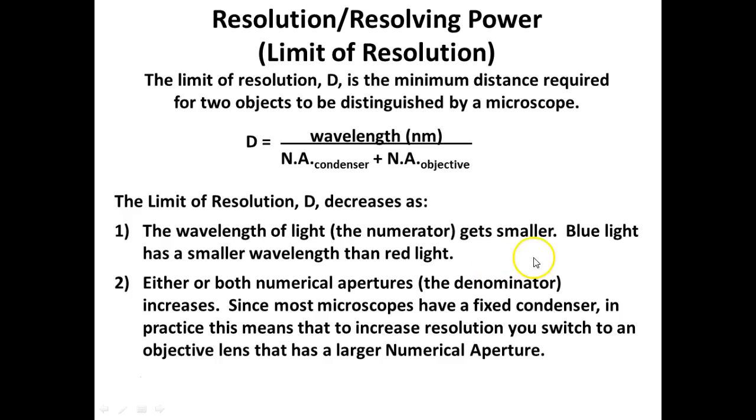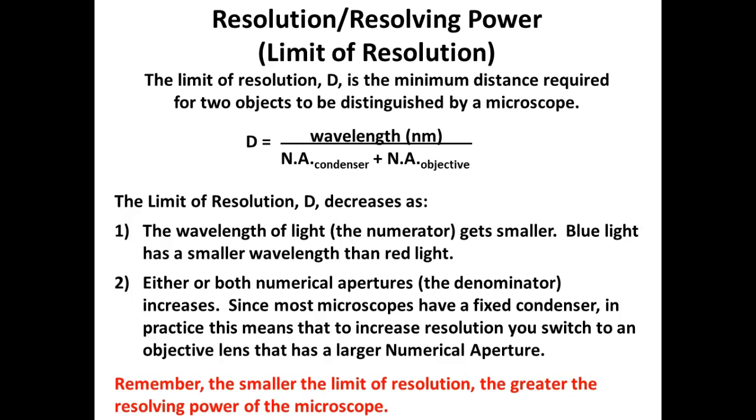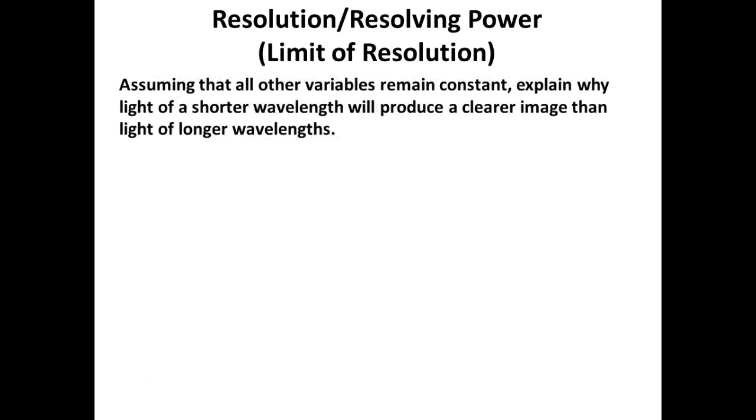So we want wavelengths of light that are small. We want this number up here to be as small as we can and still see it. We've got to stay in the visible light spectrum. So for us, that would be blue light. So you'll notice the blue filters. It doesn't make what you see blue. It's helping us use that wavelength of light. And then, of course, we want the highest number for numerical aperture, which is going to give us the smaller number.